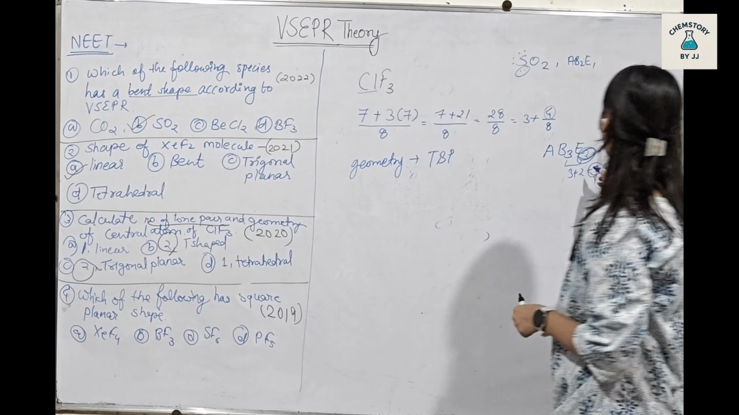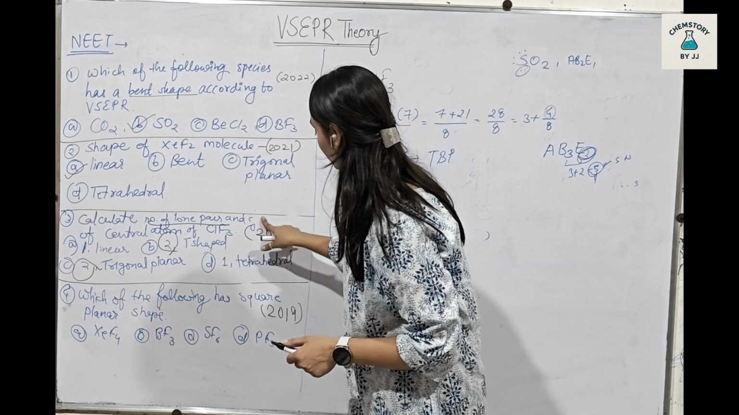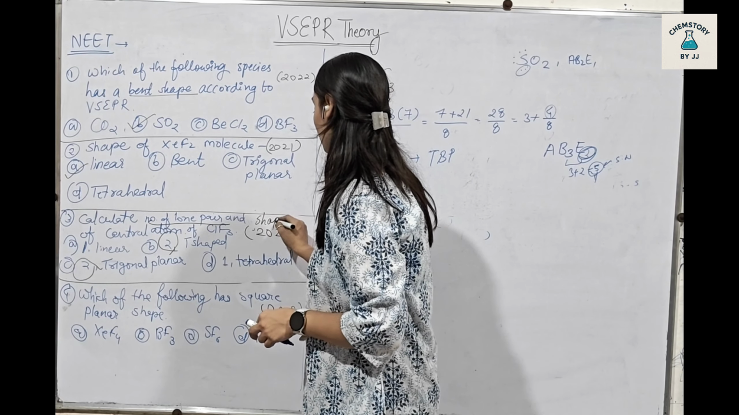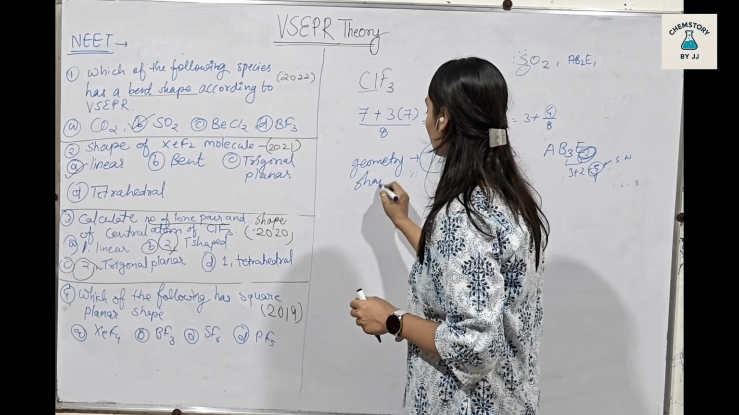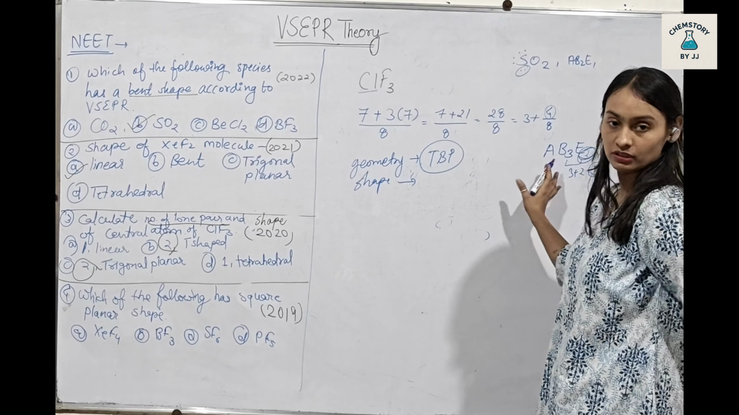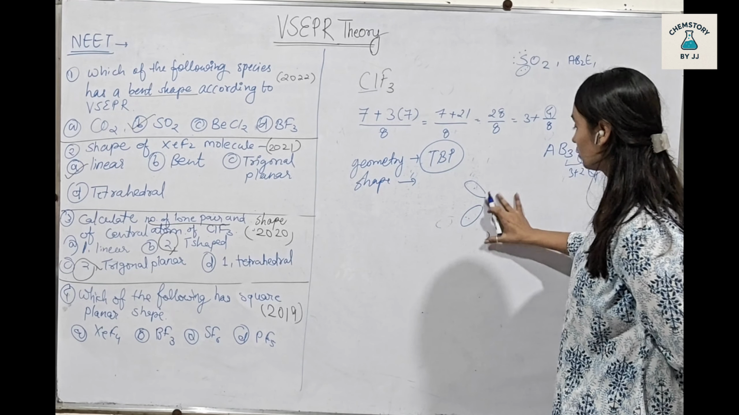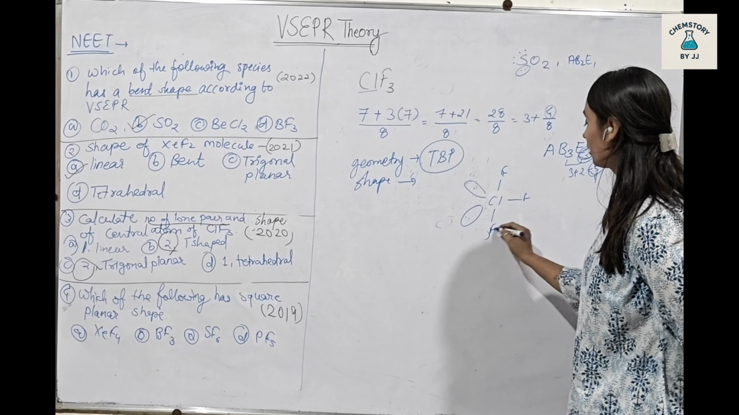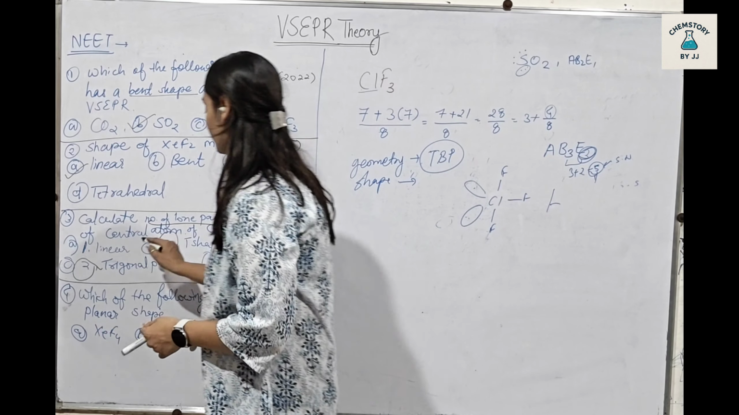But see, I guess there's a misprint in the question. They have not asked the geometry, it's the shape. The geometry is trigonal bipyramidal, but for the shape, it is what? Let's draw. 2 lone pairs are there. So, Cl, F, F, and F. Can you get the shape? It is a T shape, right? Triangle.